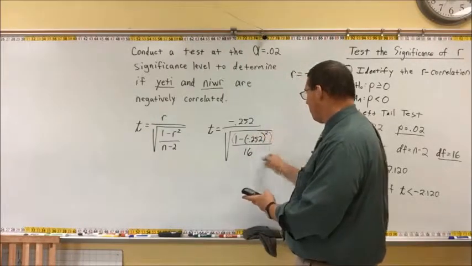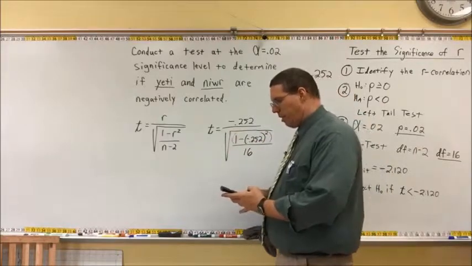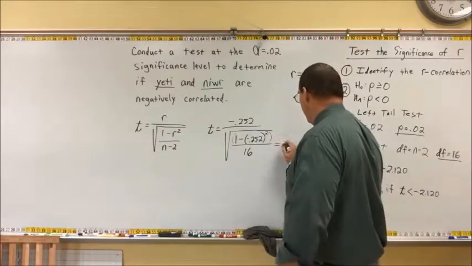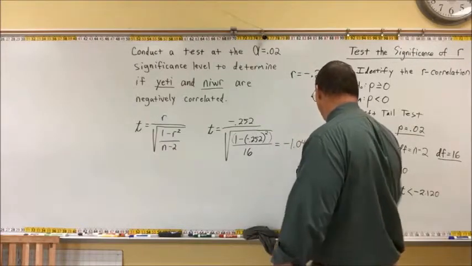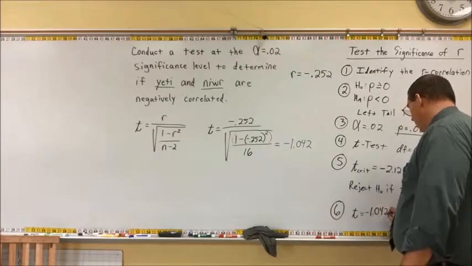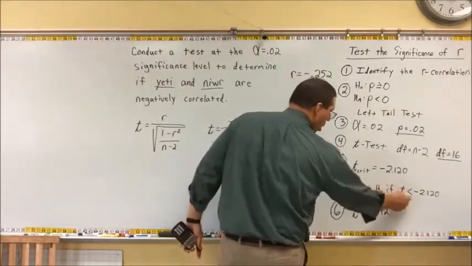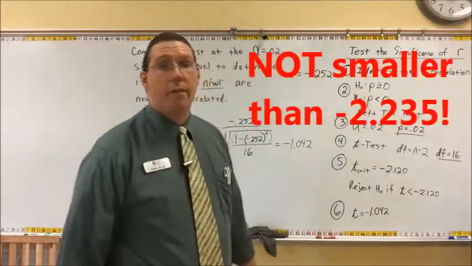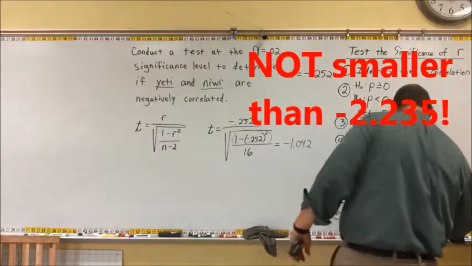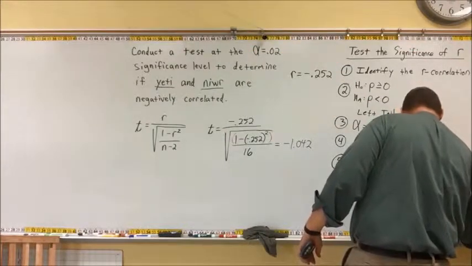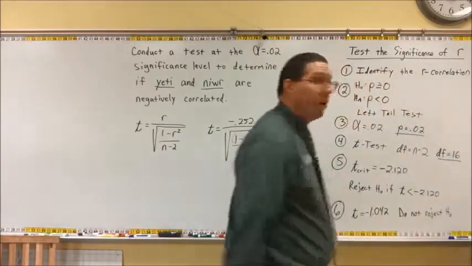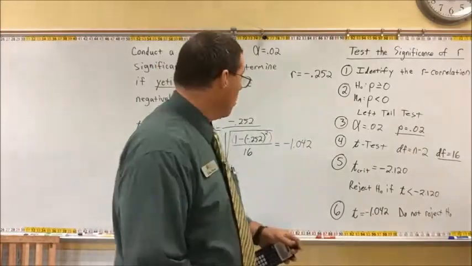And then I'm going to close off the parenthesis for the whole radical. I'm going to press enter, and I get negative 1.042. Rounded, that's rounded, negative 1.042. So my t statistic is negative 1.042, which is not smaller than negative 2.120, and therefore I say do not reject. My decision is do not reject H sub O. Okay? And that is our second example.